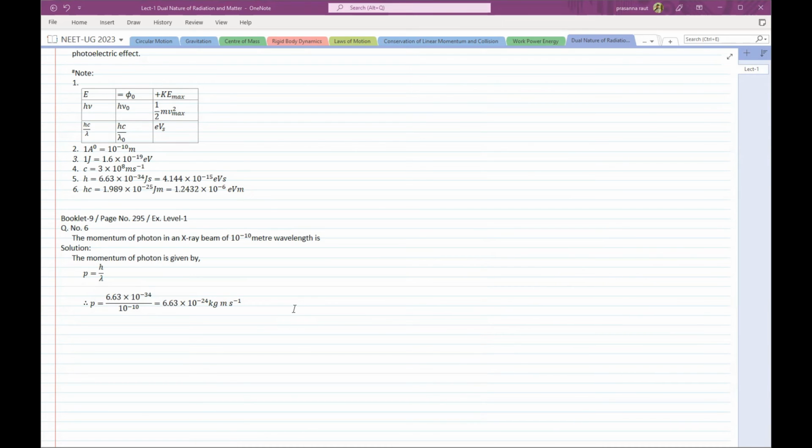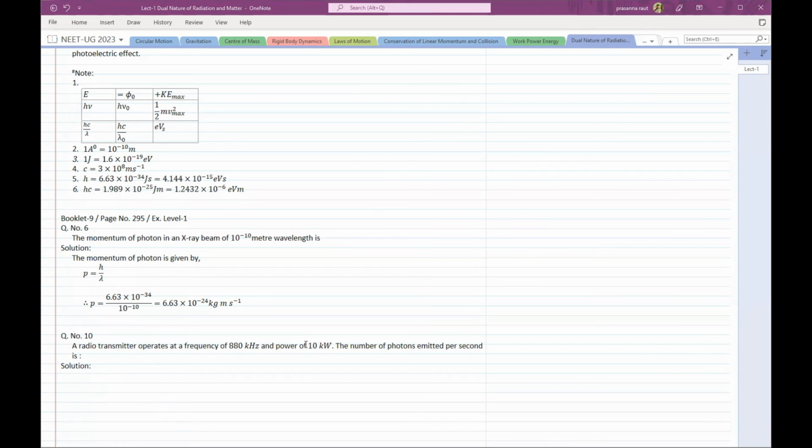So your answer will be option B. Option B. Let's solve problem number 10. First of all, let's see what the question is. A radio transmitter operates at frequency 880 kilohertz and power 10 kilowatt. The number of photons emitted per second.